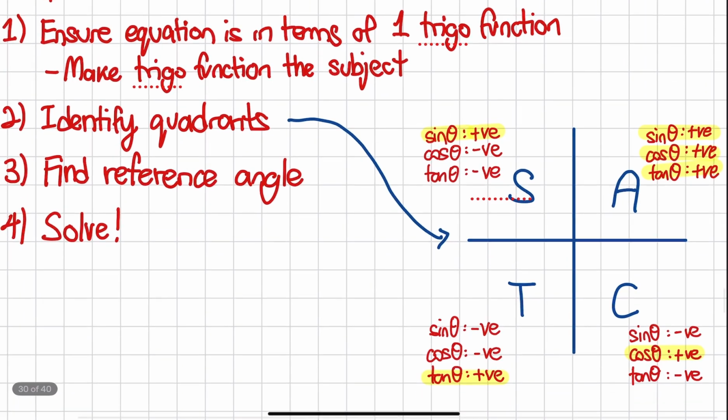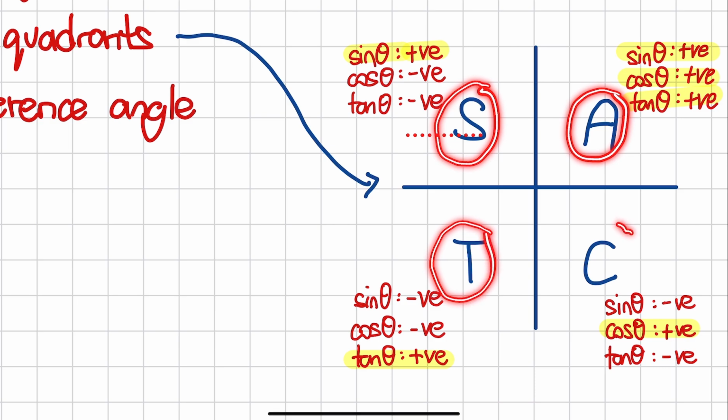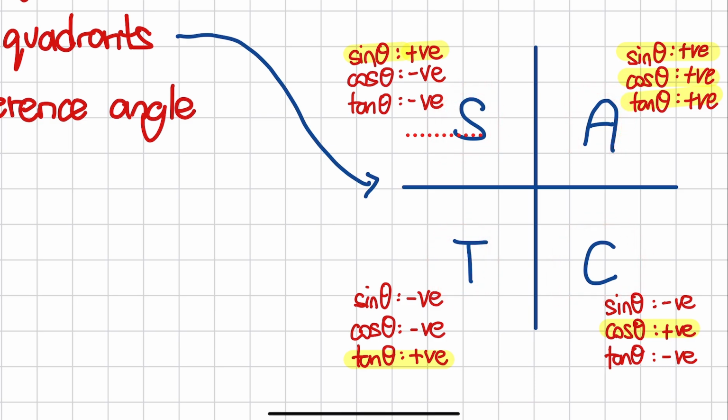I hope you still remember this diagram here. I always remember this by the short form, all science teachers are crazy. ASTC. A is in the first quadrant, S is the second quadrant, T is the third quadrant, C is the fourth quadrant. What do these quadrants mean?